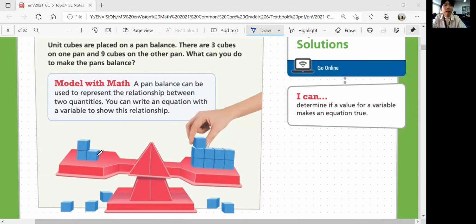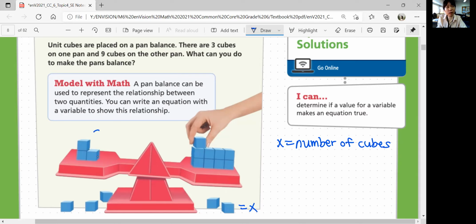So you can write an equation with a variable to show this relationship as well. So if we say a cube is equal to a variable x, right? So we're gonna let x be the number of cubes. Then we have 3 over here. How many do we have? 1, 2, 3, 4, 5, 6, 7, 8, and 9, right? So of course, the right side is heavier, so it's gonna go down on the right side.